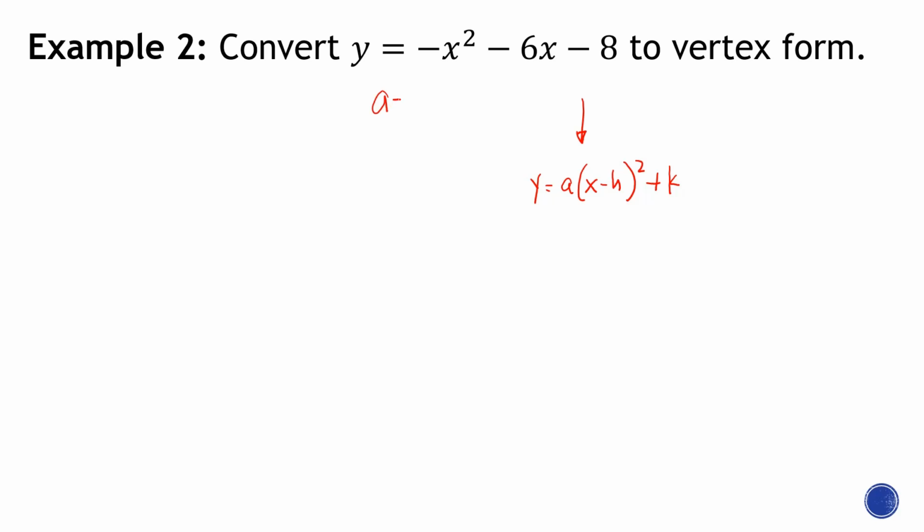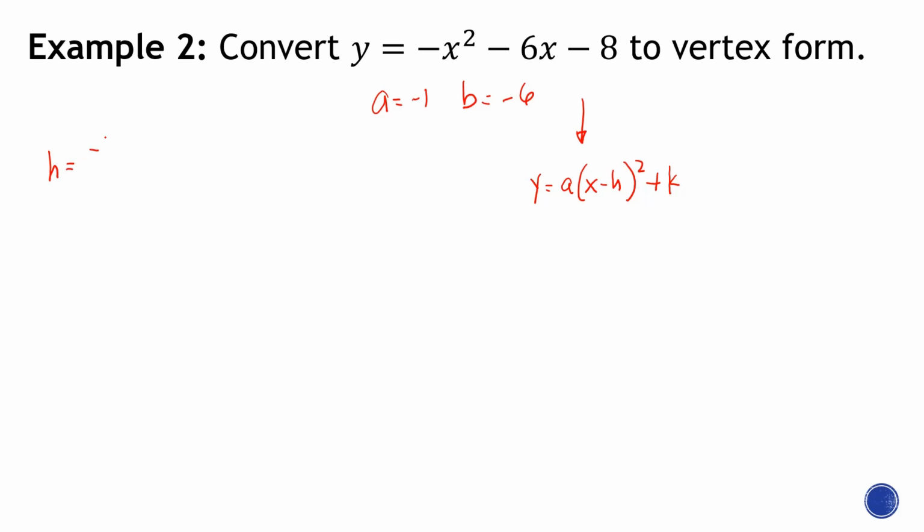We need to find a and b. A is the numerical coefficient of x squared, so here it's negative 1. B is the numerical coefficient of the x term. So x squared term is basically the leading term. And here we have negative 6, which is b.